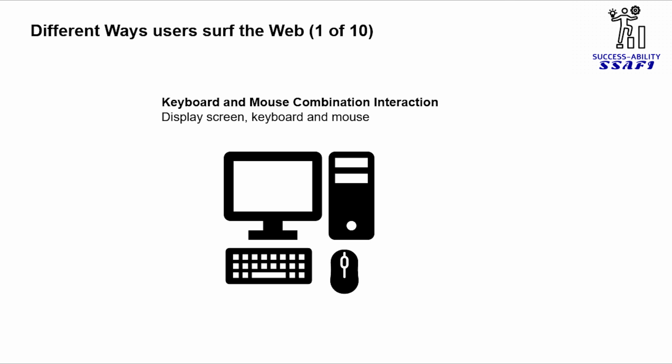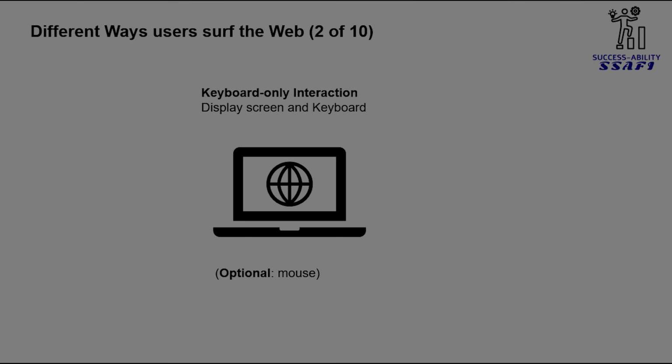From the different ways that users surf the web, we're going to start with the most traditional browsing, which is the majority of us using a display screen in addition to keyboard and mouse. So we click on links and buttons, we scroll through the page, we type into search bars and fill out forms. We use keyboard shortcuts such as Ctrl C for copy, Ctrl X for cut, and so on to work with our web pages.